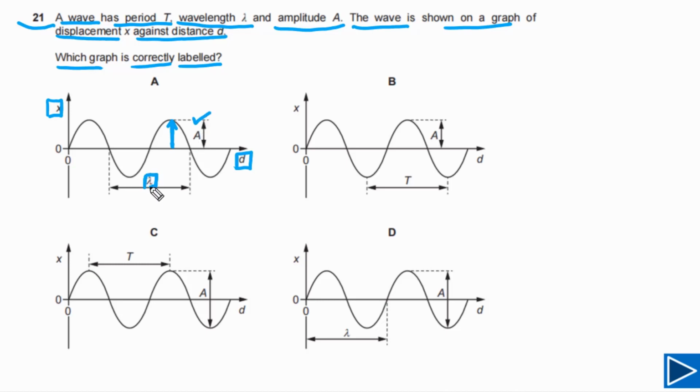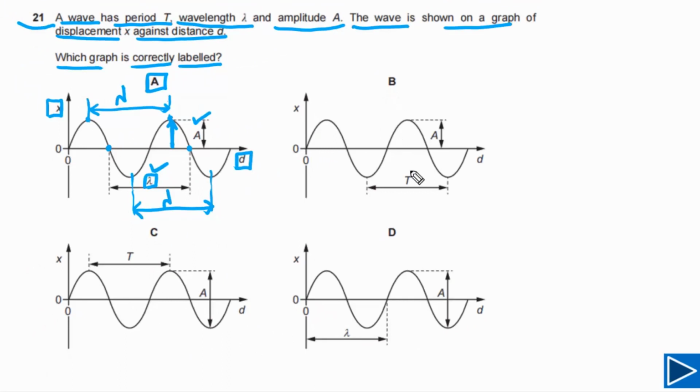And lambda is the distance between two identical points on the wave, meaning the shortest distance between two identical points on the wave. That is called lambda. Or simply we can say it is the distance between two consecutive crests, or the distance between two consecutive troughs. So this is also lambda, and this is also lambda. So this is labeled right. So our answer for this question is A.